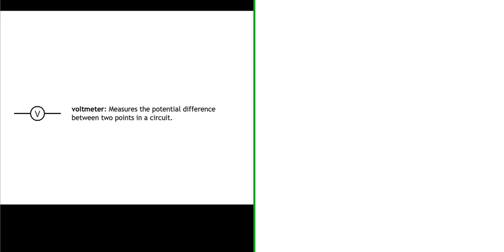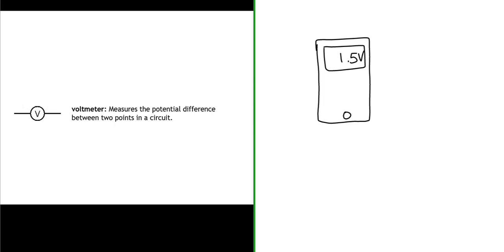Another component that we can put in a circuit is a voltmeter. The purpose of a voltmeter is to measure the potential difference between 2 points in a circuit. A voltmeter, like you would have at home, a digital voltmeter, would have a digital display. That digital display is designed to measure the potential difference between 2 points in a circuit.